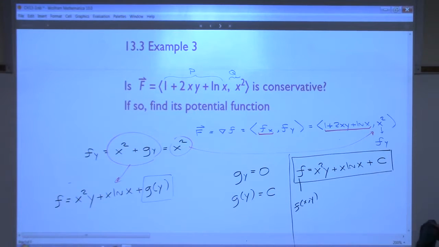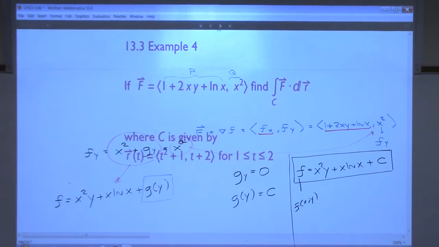For g of y, say it wasn't just x squared and it had something else with it. Yeah, it would be the same concept though, as long as it cancels out. Let's see if we can do one where that doesn't work out so nice. I'm hoping that I have another example where that doesn't work out so nice, but something's telling me that we don't.